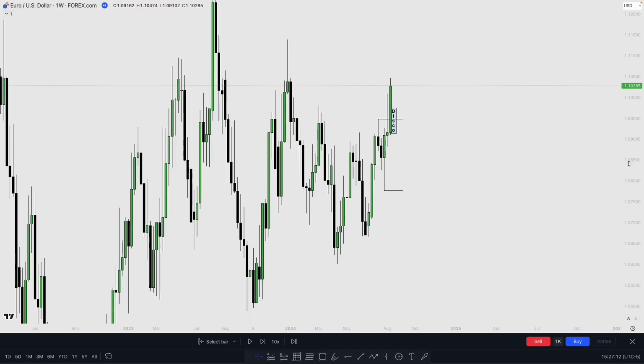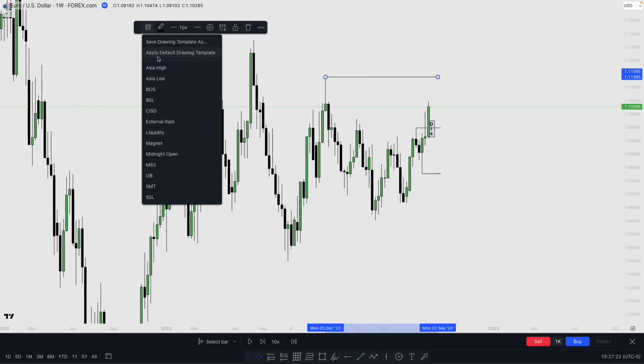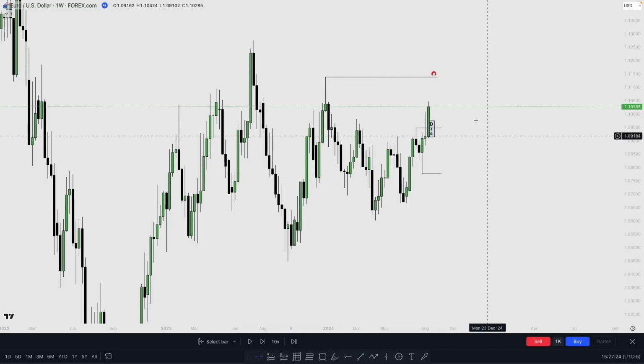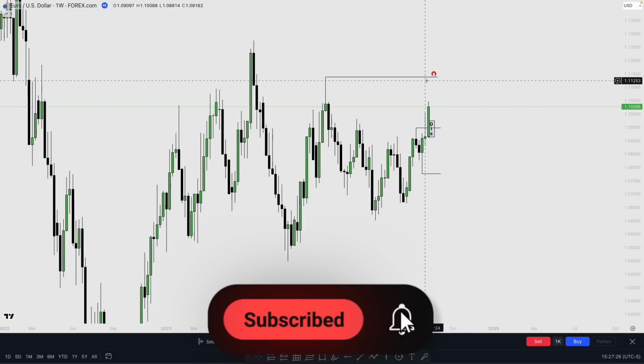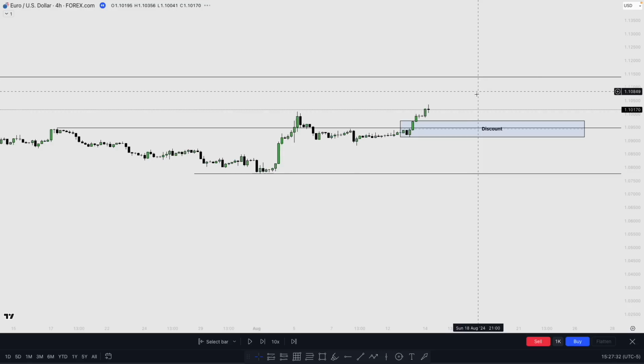So where would our next draw of liquidity be that's unmitigated? This one has been used, this one has been used, this one is still open. So this will be my draw on liquidity. Now that we have identified our target, let's see if we can spot an entry on the lower time frame. Dropping that back to the 4-hour time frame.